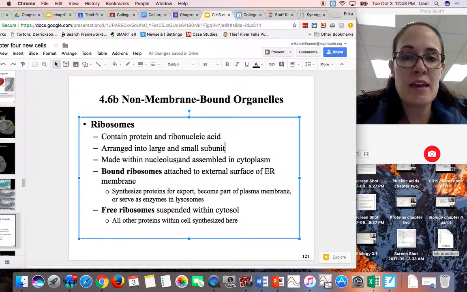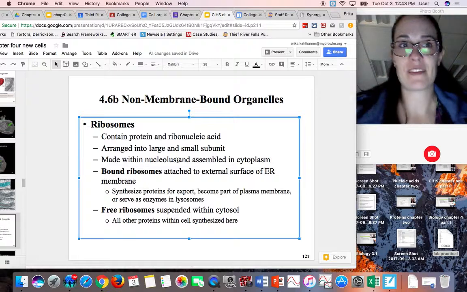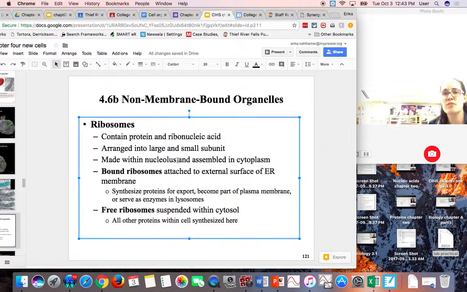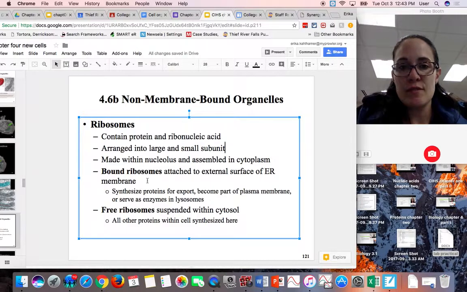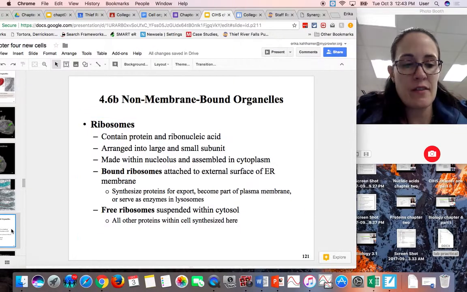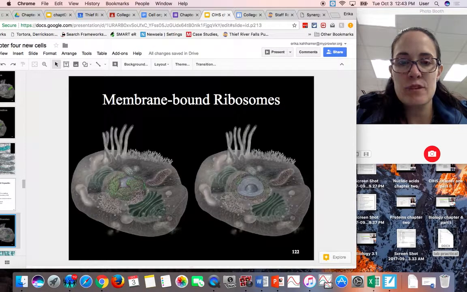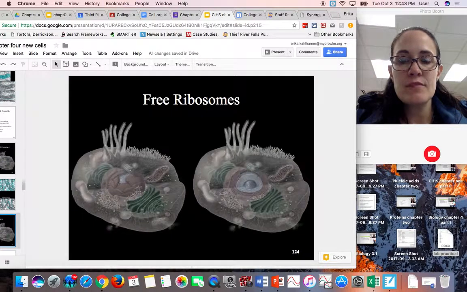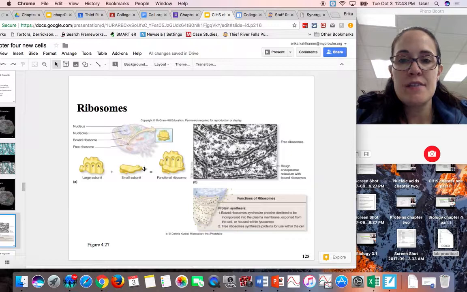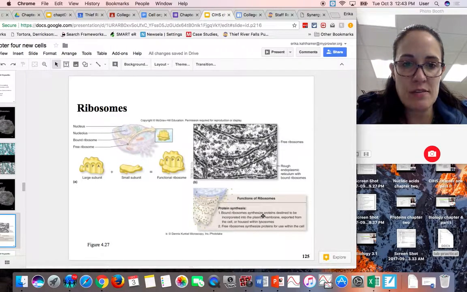They're actually manufactured in the nucleolus of the nucleus, and they're made in the cytoplasm. So some can be bound to rough ER. And their job is to make proteins. So there's what they look like. There's free ribosomes. This is what they look like when you combine the large and the small subunit. And they make proteins.